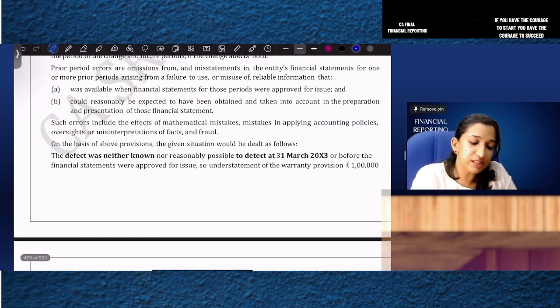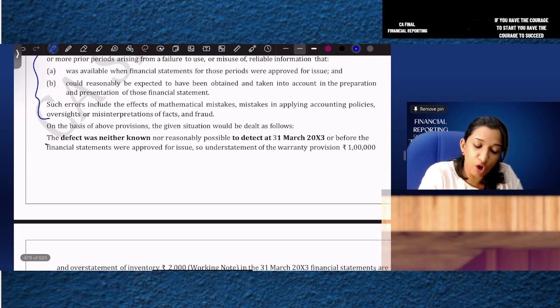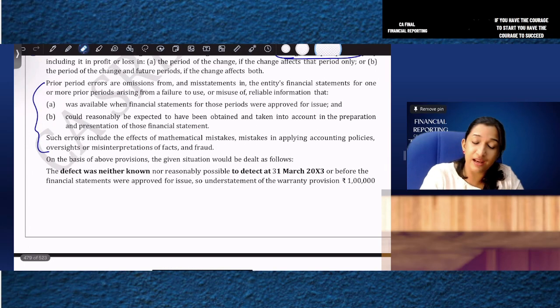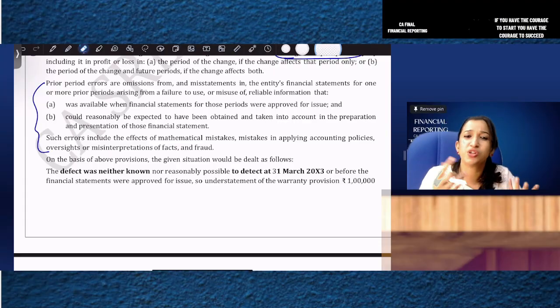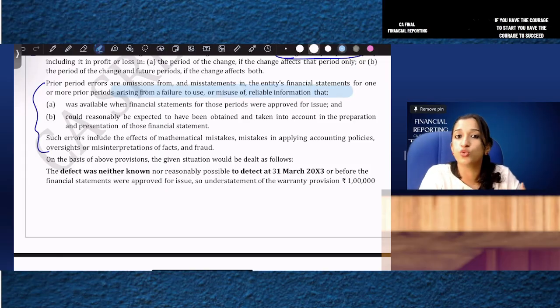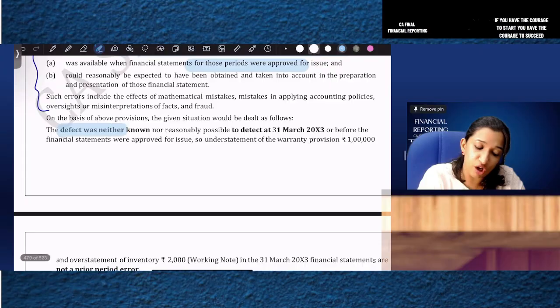Okay. Now what is given? What errors are is also written. The new defect was neither known nor reasonably possible to detect. When is it considered an error? Error means failure to use or misuse of reliable information, but reliable information was not there. It was not available at the time of approval of financial statements. So the defect was not known or not reasonably expected to be detected.